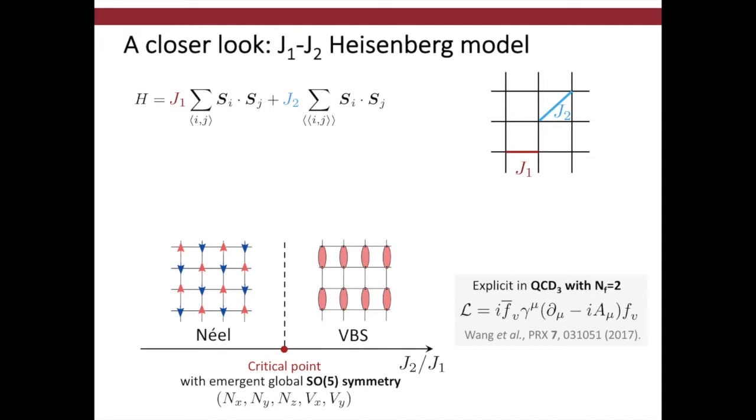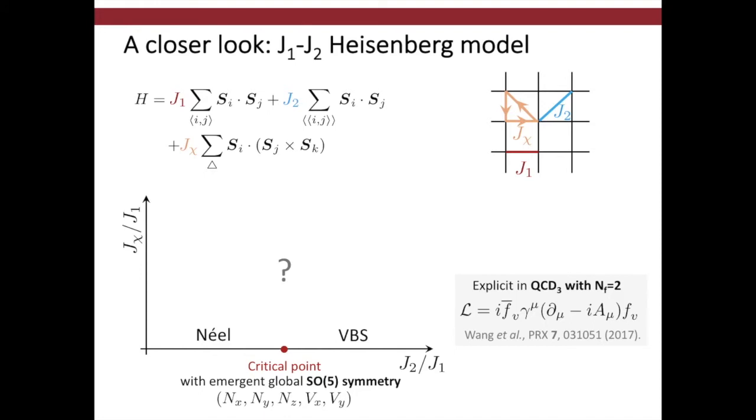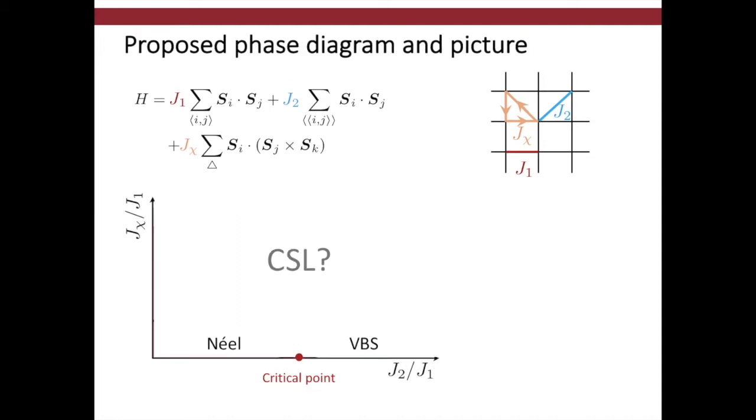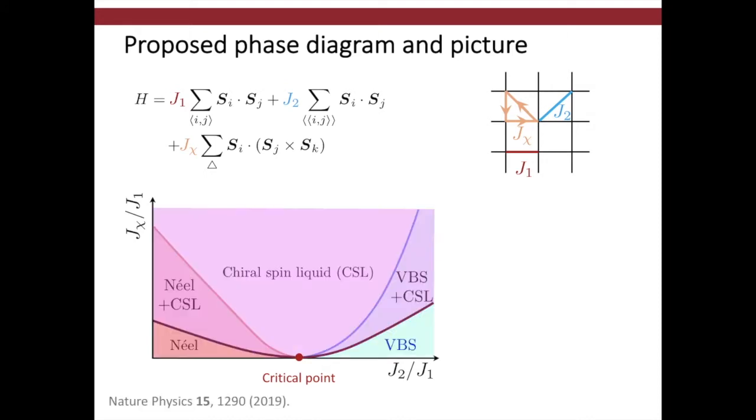But first, let us next revisit the impact of the orbital magnetic field associated with the J chi term introduced earlier. The key question is, how does the phase diagram look once we add J chi as a second axis to it? Based on the numerical studies mentioned before, we expect the chiral spin liquid to show up, and in combination with field theoretical arguments, conjecture the following phase diagram.